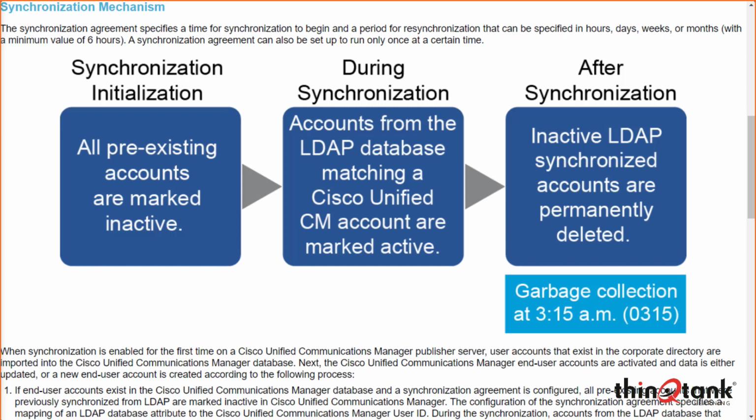or I'm going to filter out these specific types of users. All right. So when you enable synchronization for the first time on the UC platform, the accounts that exist in the directory are going to get imported into the call manager database. Then the end user accounts that get imported, they're going to be activated. If there is data that already exists for those end users, that data is going to be updated. Or if there is no end user that exists, that end user account is going to be created.